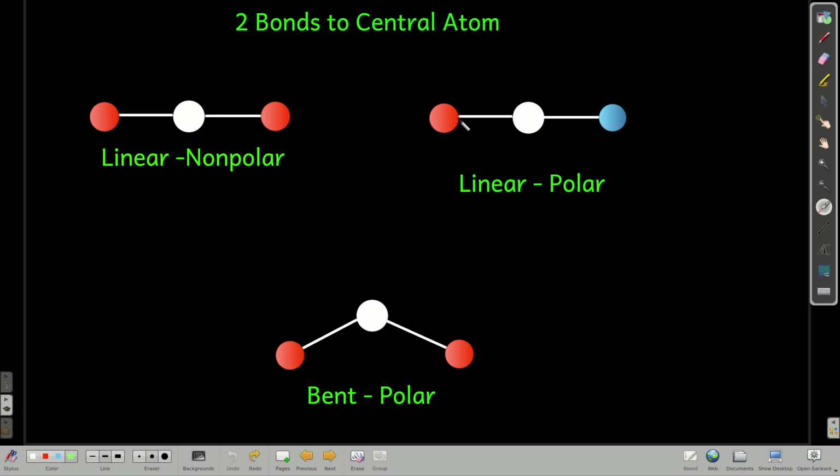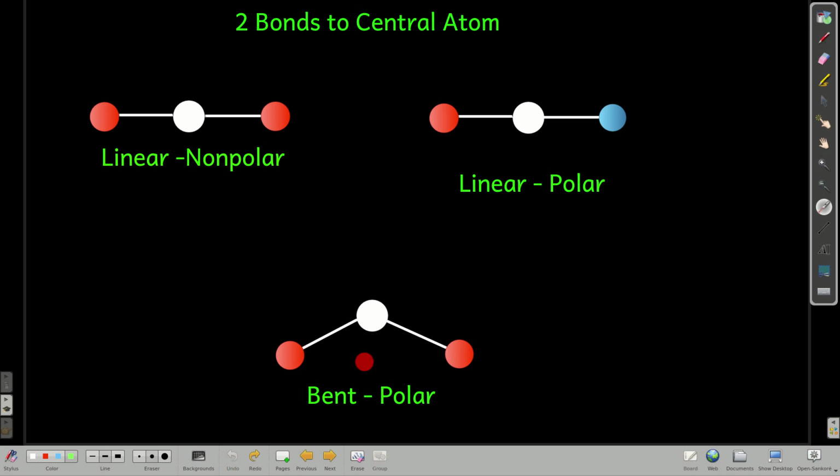On the other hand, if we have different elements attached to the central atom, they're probably going to have different electronegativities. And if they do, then one of the outside atoms is going to be more electronegative than the other, and the electrons overall will be shifted one way or the other. The poles won't cancel out. And so in this case, we would have a linear molecule that's polar.